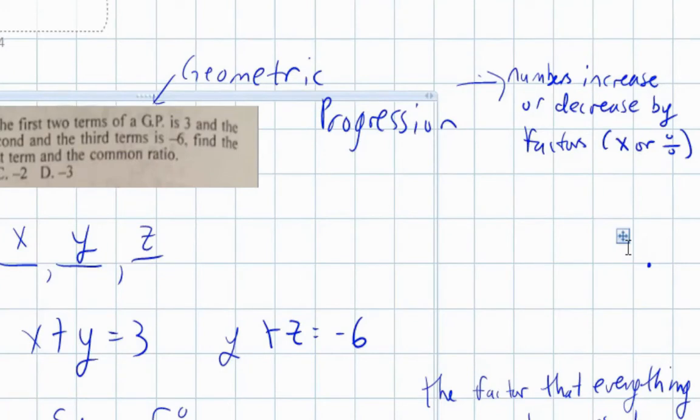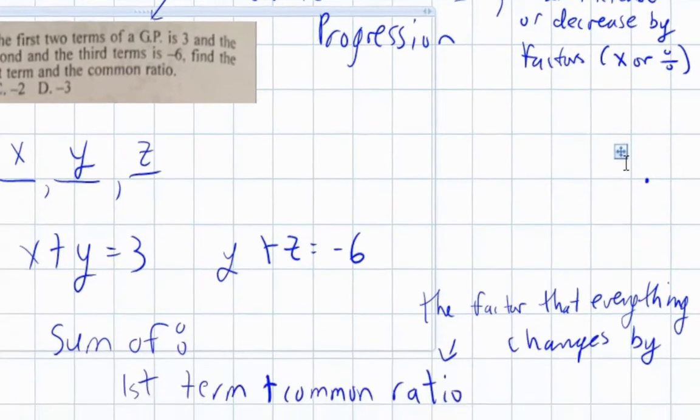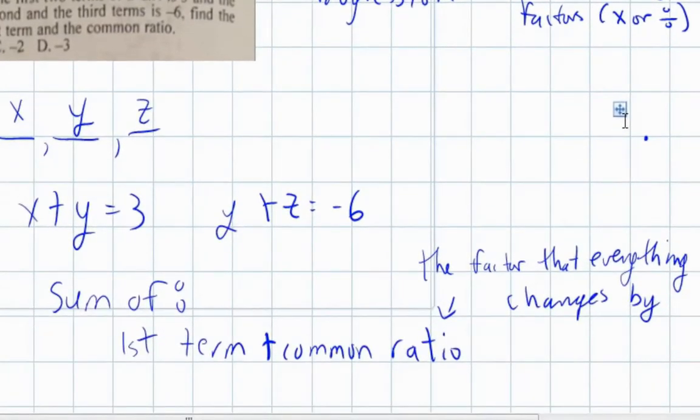Then I've listed out X, Y, Z. Those will be your first three terms. What they're saying is that the first two terms add up to 3, and the second two terms add up to negative 6. I've written out what that means, just represented by letters. And then I broke down what it is that they want us to find. They said find the sum of the first term and the common ratio.